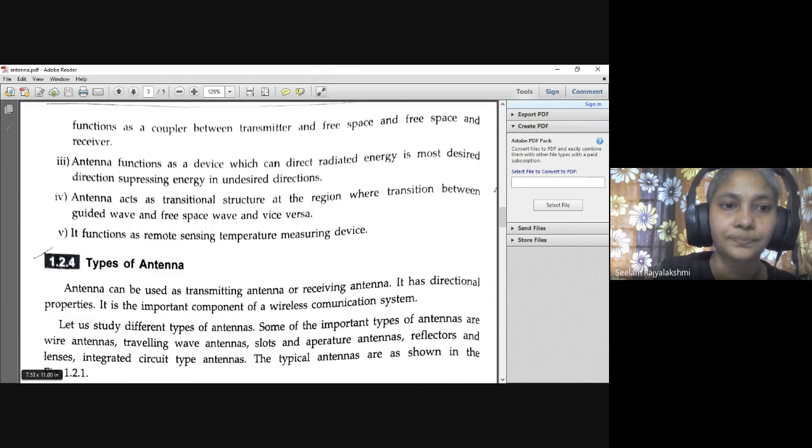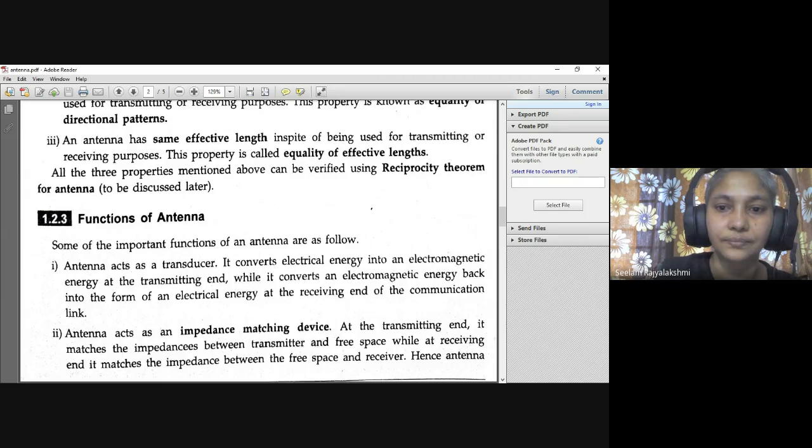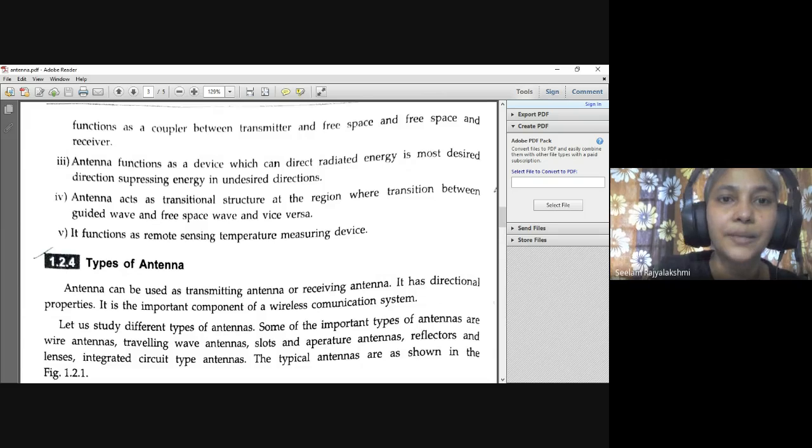So this is the function, and here antenna acts as an impedance matching device. That means at the transmitting end, it matches the impedance between transmitter and free space, while at the receiving end, it matches the impedance between the free space and receiver. So whenever we are sending at the transmitting end, the impedance matches between the transmitter and free space, while receiving it matches the impedance between free space and the receiver. Hence, the antenna functions as a coupler between transmitter, free space and the receiver.